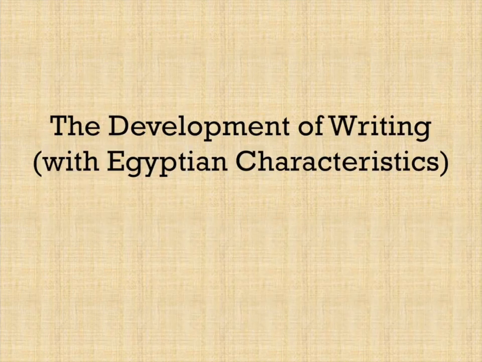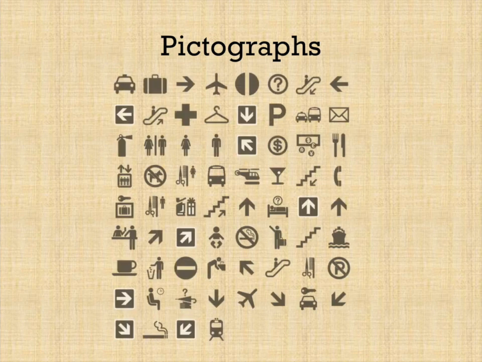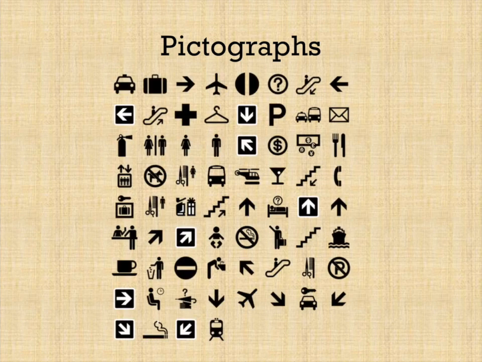Now let's discuss the development of writing with Egyptian characteristics. The first step in the process of development of writing for many cultures, including Egypt, was pictographs. Picture writing. We still use pictures today to express certain ideas. If you go to an airport or to a bus stop, you'll see them everywhere. We see images like these all the time.